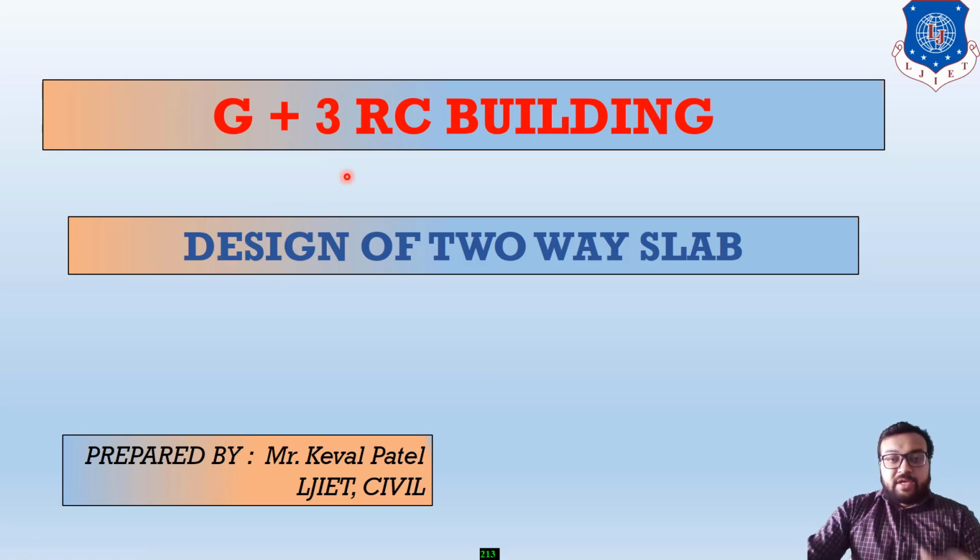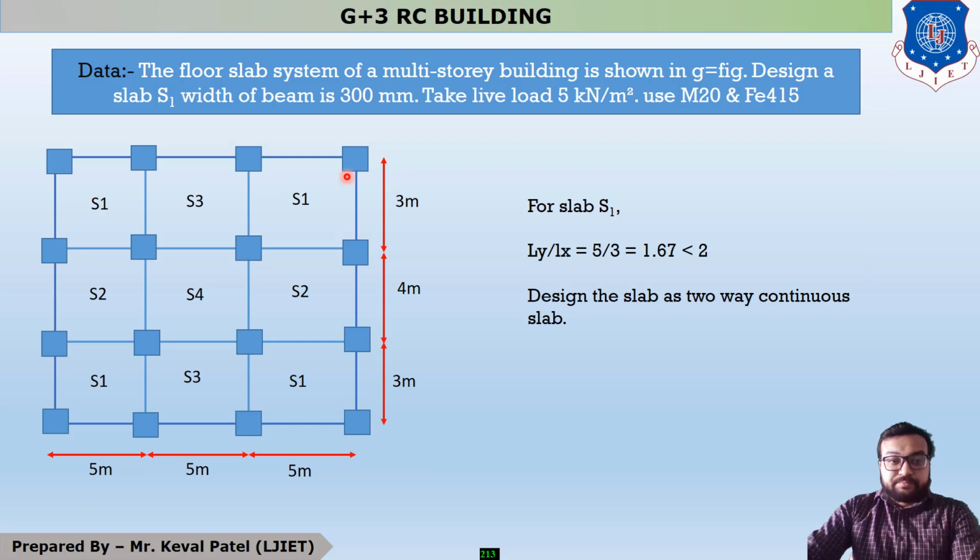So now we are moving further to our third example, which is the design of two-way slab. And students, this is a complete revision of your last semester subject, which is ESD. In ESD, there is chapter number 10, design of two-way slab. So all the revisions are over here, in which the question is: the floor slab system of a multi-story building is shown in the figure. This is the figure given in the question.